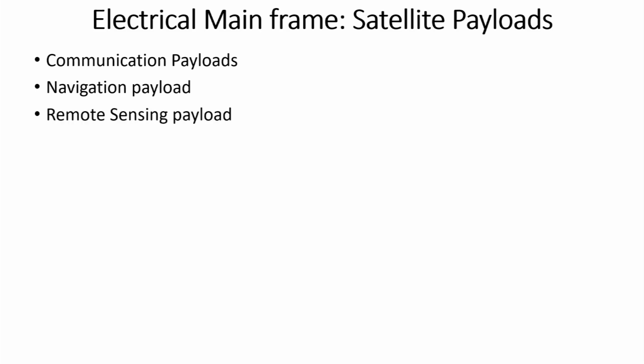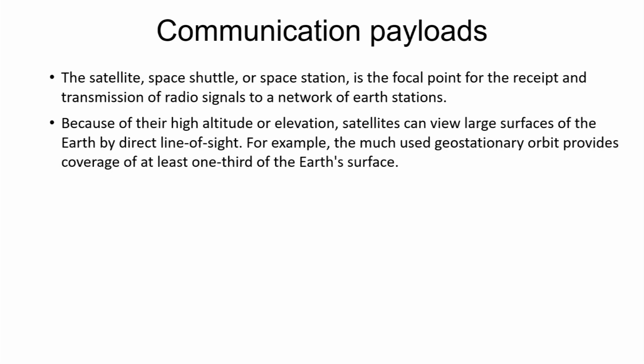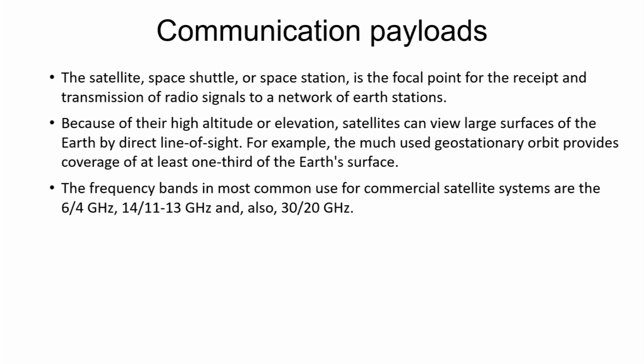So, already these were defined. The different types of payloads are the communication payload, the navigation payload, and the remote sensing payload. In communication payloads, the satellite or space shuttle or space station is the focal point for the receipt and transmission of radio signals to a network of earth stations. Because of their high altitude or elevation, satellites can view large surfaces of the earth with direct line of sight. For the geostationary orbit, one satellite can cover at least 1/3 of the earth's surface. So, frequency bands which are used.